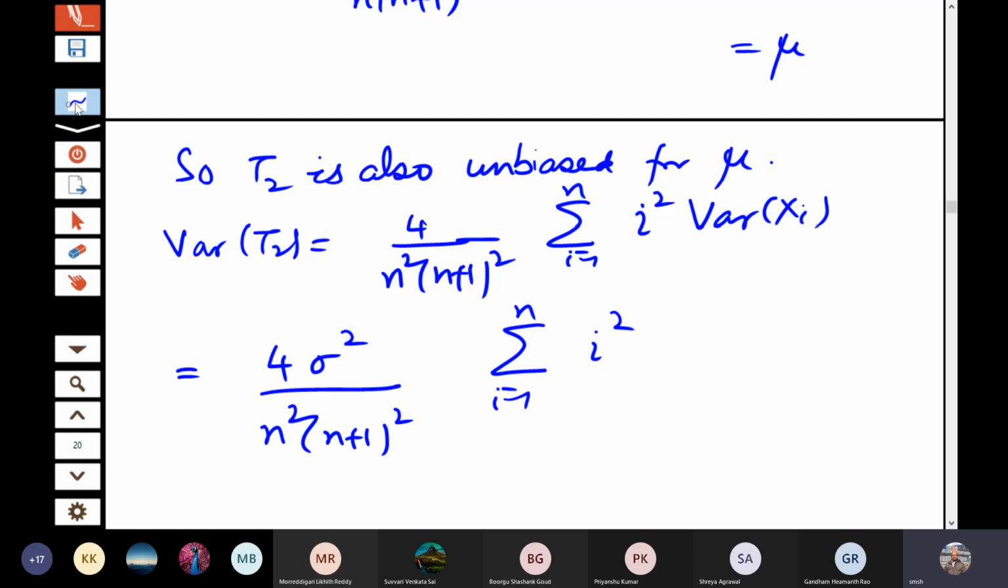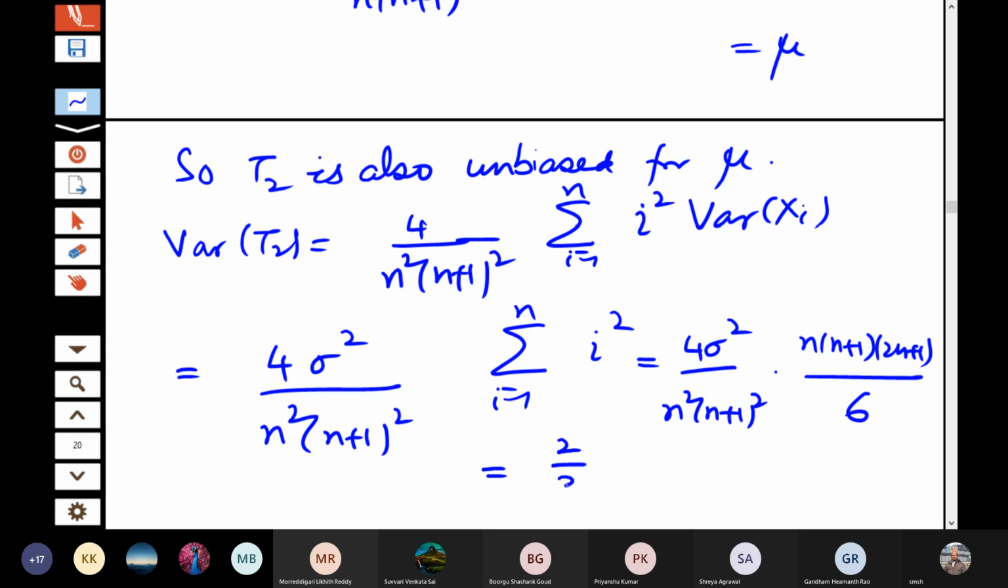So this is equal to 4 sigma square by n square into n plus 1 square. This is n into n plus 1 into 2n plus 1 by 6. Anyway, you can just simplify this. So 2 by 3, 2n plus 1 by n into n plus 1, because n into n plus 1 will get cancelled out. 4 by 6 is 2 by 3, then sigma square.